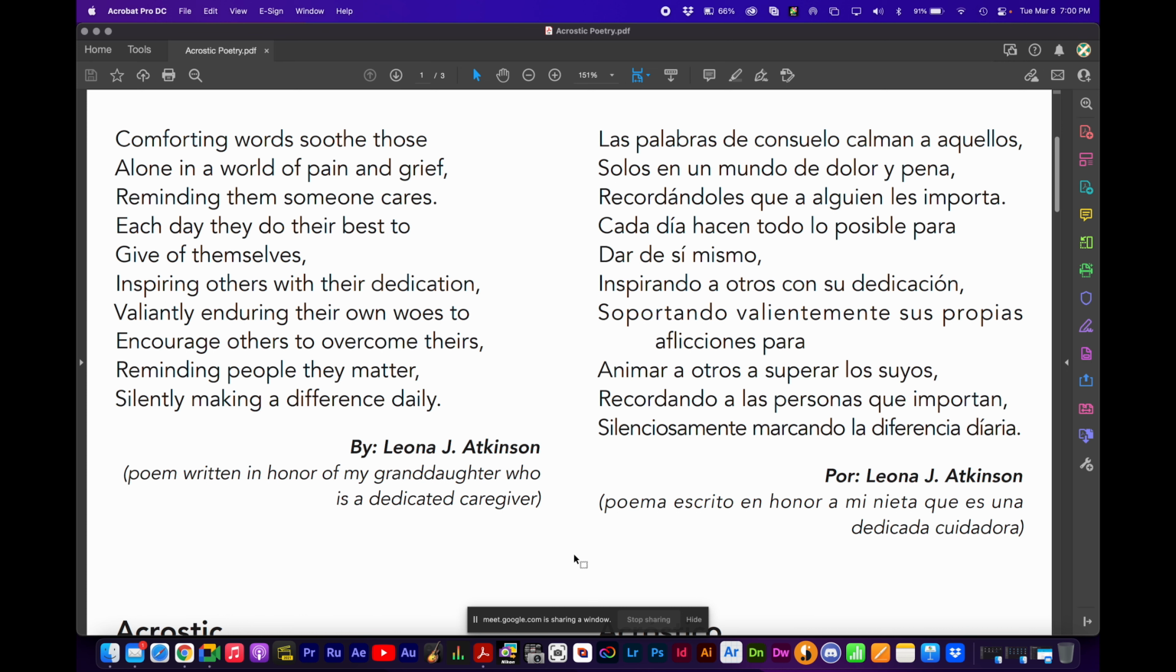Thank you. These poems are by Leona J. Atkinson, a poem written in honor of my granddaughter, who is a dedicated caregiver. And somebody can read in Spanish, please. I can read it. Thank you very much.